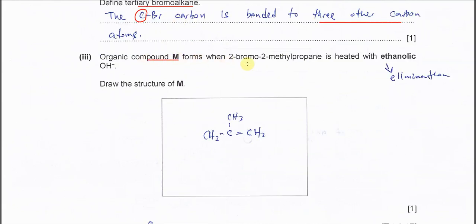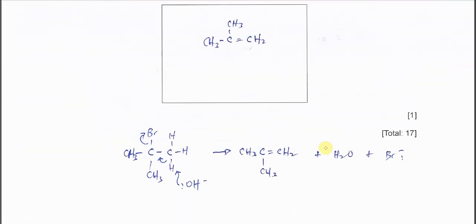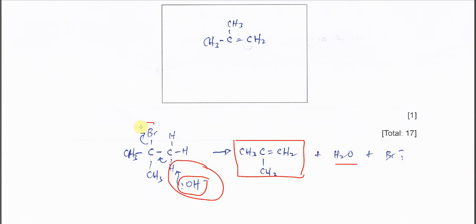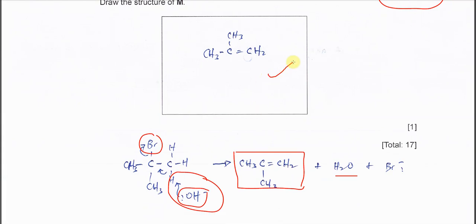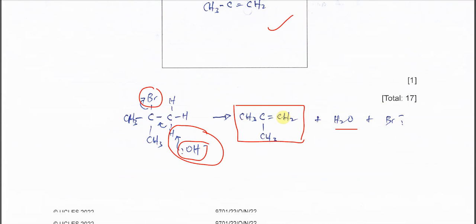Organic compound M forms when 2-bromo-2-methylpropane is heated with ethanolic hydroxide. So we know that it is elimination. The mechanism is this. Hydroxide will attack the hydrogen on the adjacent carbon. This is the carbon with bromine, so the hydrogen bonded to the adjacent carbon will be removed. Hydroxide attacks this proton, the C-H bond breaks, and this pair of electrons moves to form the C=C double bond. At the same time, the C-Br bond breaks, and these electrons move to the bromine to form bromide. So at the end, it will form methylpropene, water from here, and the bromide. So it will form 3 products. But the question asks for the organic compound, meaning the methylpropene. This one. That's all. Thank you.